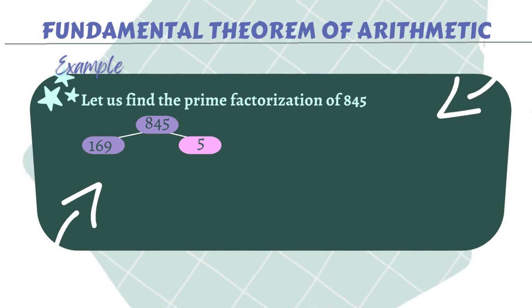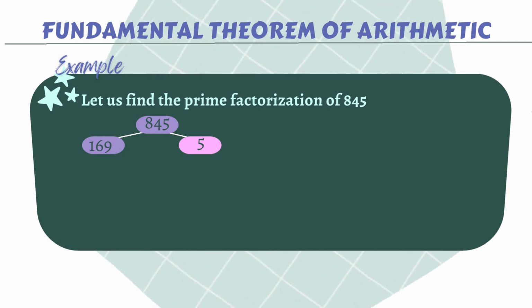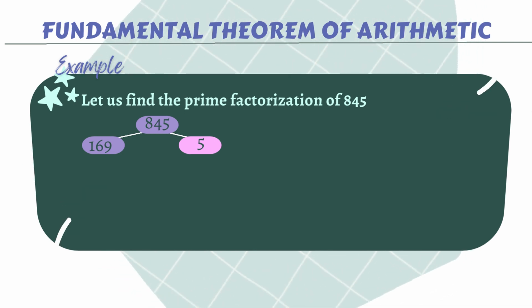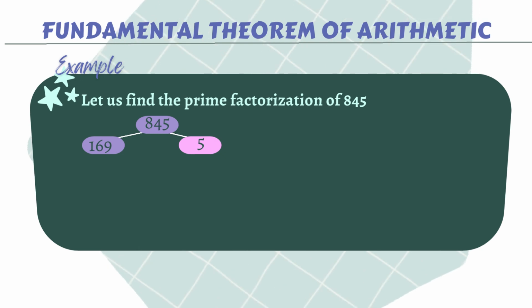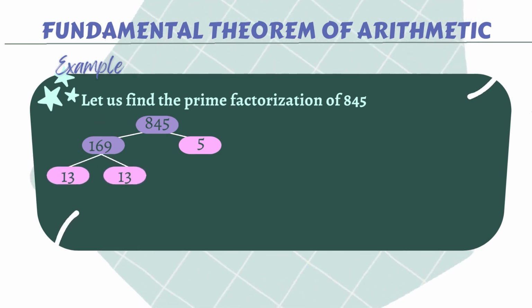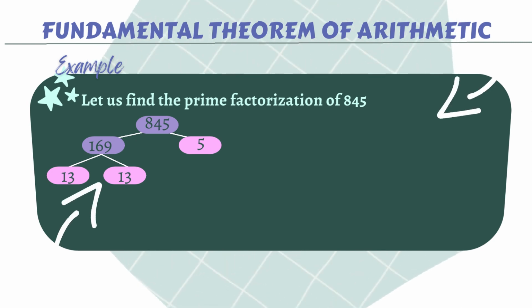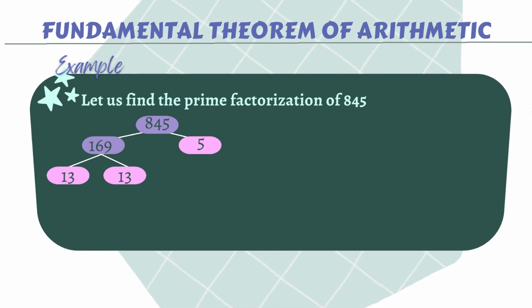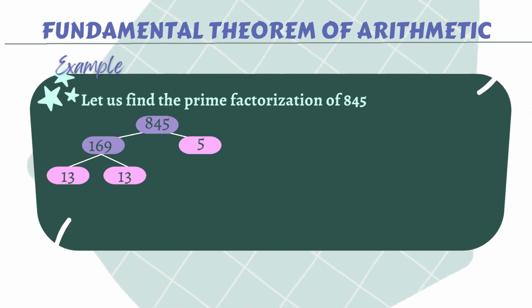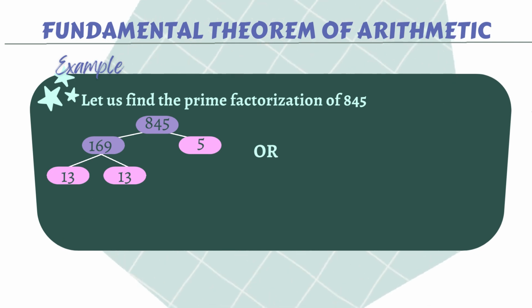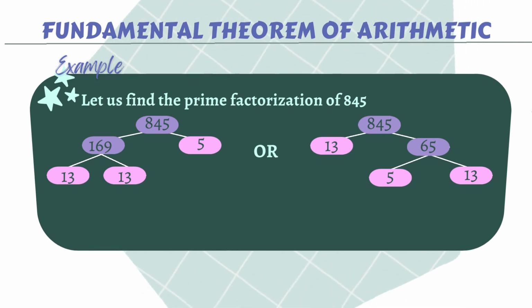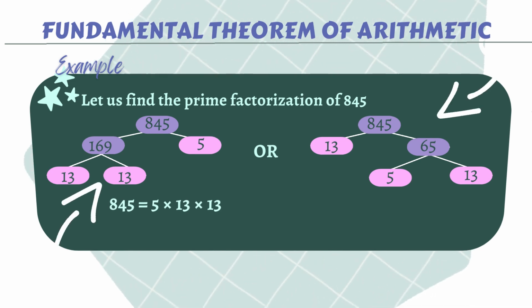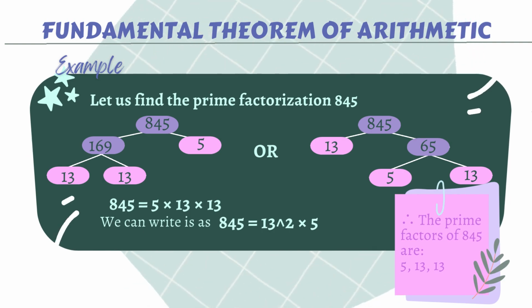Since 5 is a prime number, we only have to work on 169. 13 and 13, or 13 squared, is a factor of 169, so we have to put it under 169. We completed factoring 845. As you can see, 13 and 5 are all prime numbers, and so the theorem has been proven. There is also another way of arriving at 13 squared and 5, but as stated, the prime factors didn't change, only their order. Therefore, the prime factorization of 845 is 5 times 13 times 13, or simply 13 squared times 5.